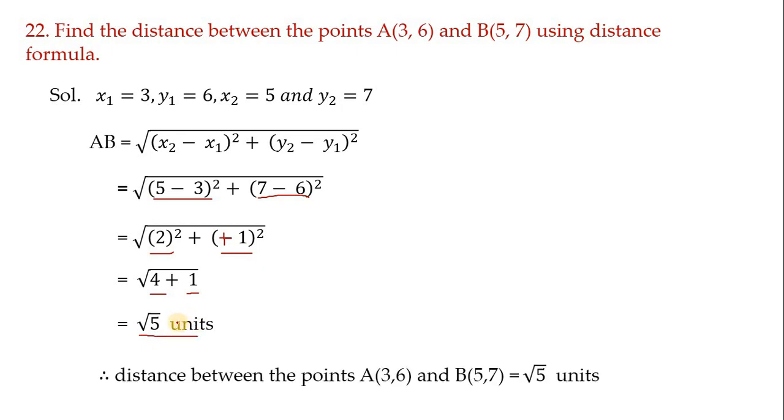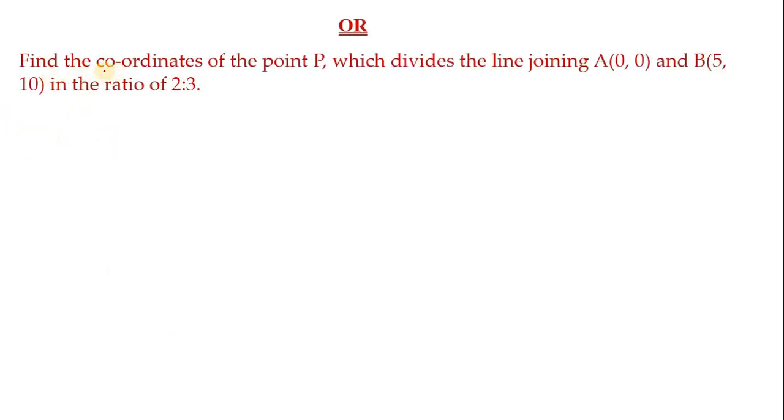Next, let us move on to another problem. So here we have another choice question. Find the coordinates of the point P which divides the line joining A (0, 0) and B (5, 10) in the ratio 2:3. This problem we have to solve using the section formula.